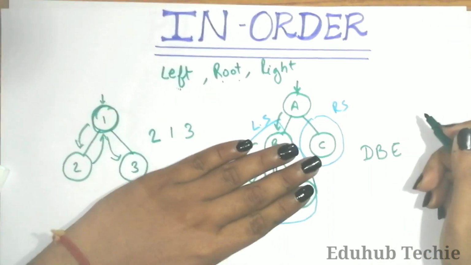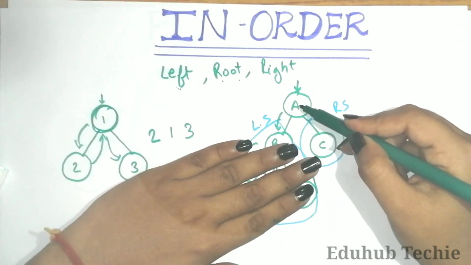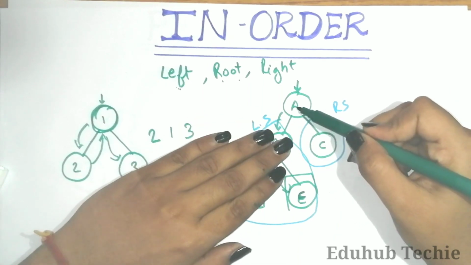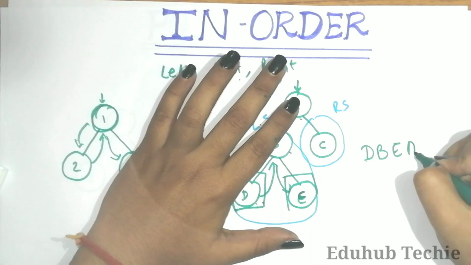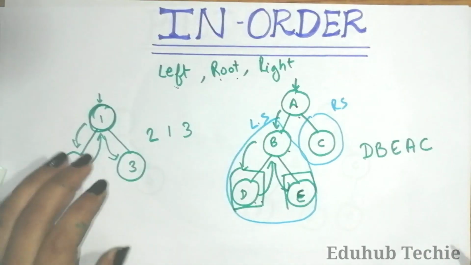Okay. So this is all over. We will move towards the root. Next is root. Root of B is A. So we will write A and then write C. That's all.